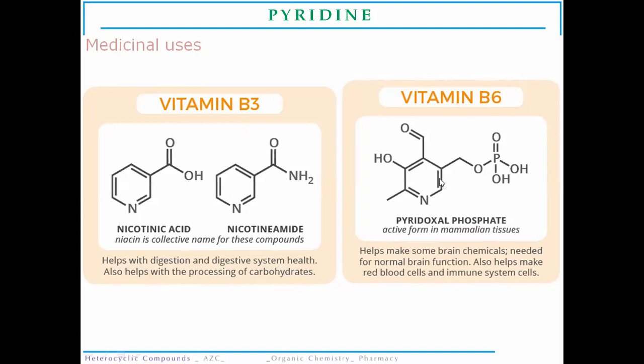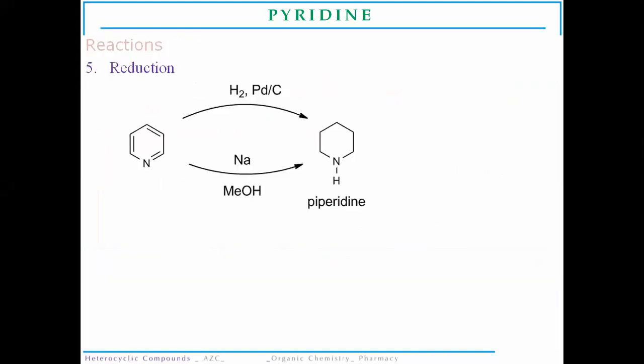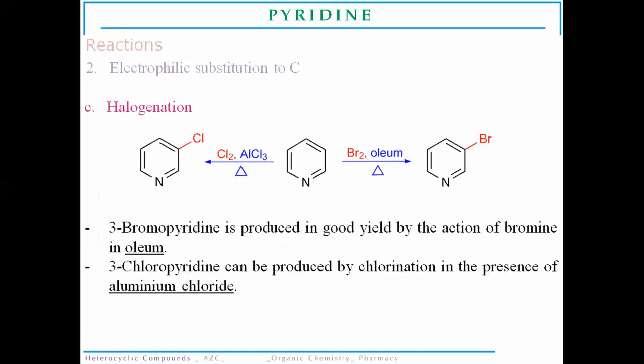Then in the case of vitamin B6, this vitamin B6 also contains the pyridine ring in its structure. The chemical name of vitamin B6 is pyridoxal phosphate, which has a pyridine ring. It helps to make some brain chemicals needed for normal functioning, and also helps to make red blood cells and supports the immune system of the body. So these are all the uses of the pyridine molecule.